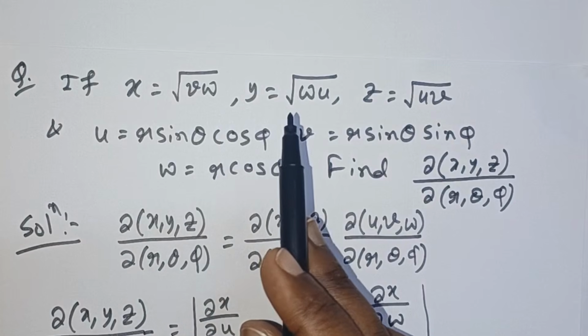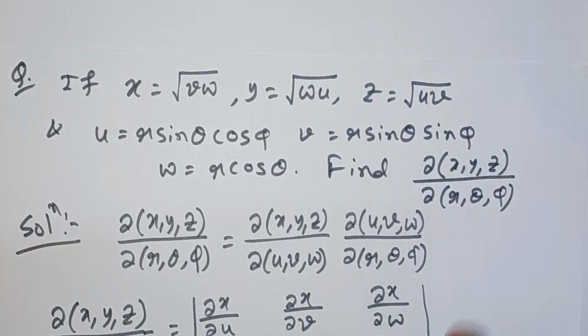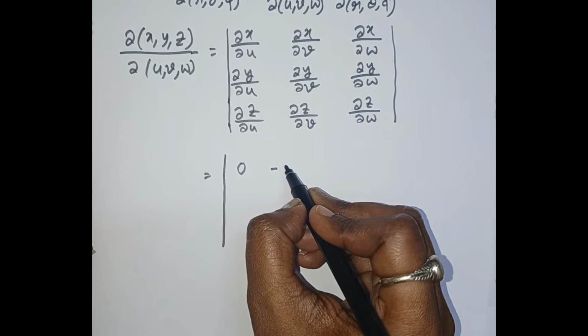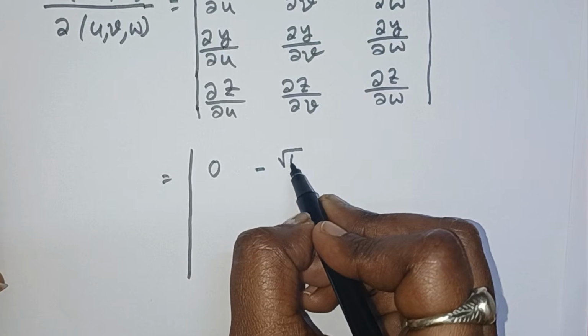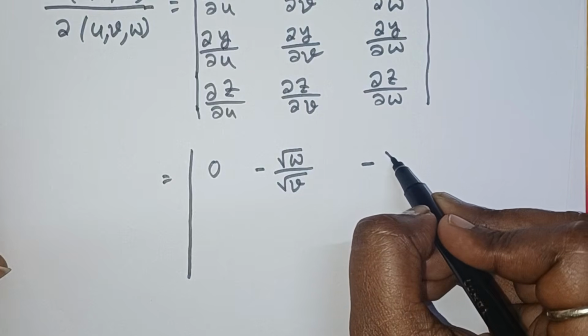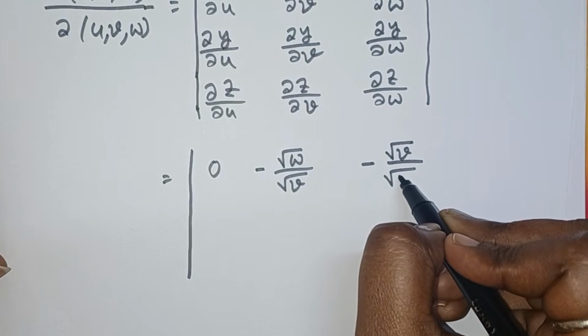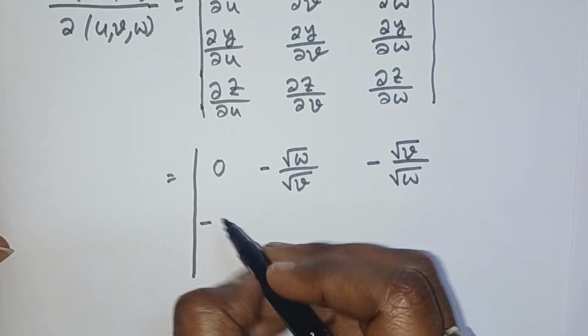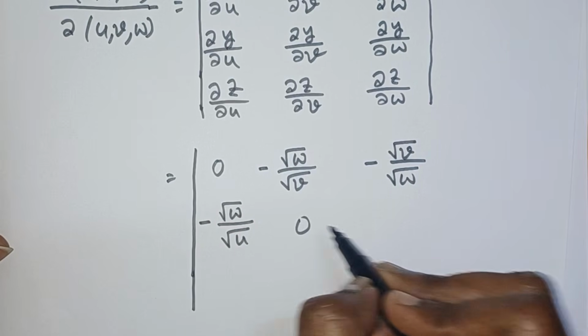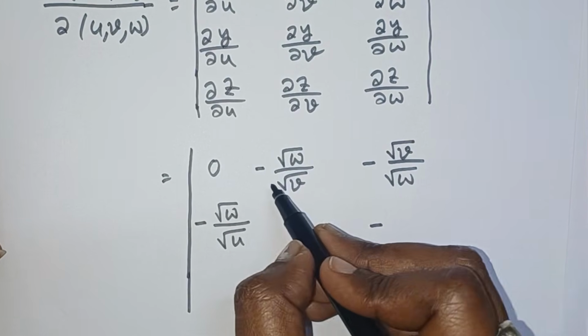You can see that x, y, z are these functions. So if we want the derivative with respect to u, v and w, then del x del u is 0, del x del v is minus square root of w by square root of v, and del x del w is minus square root of v by square root of w. Del y del u is similarly square root of w by square root of u. Del y del v is 0.